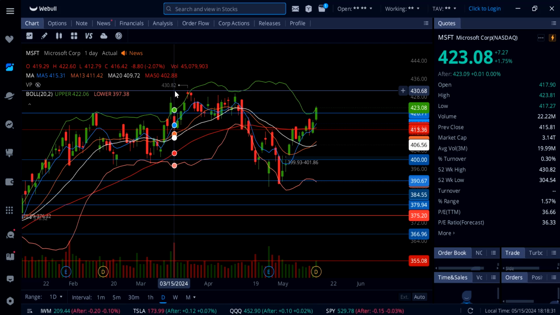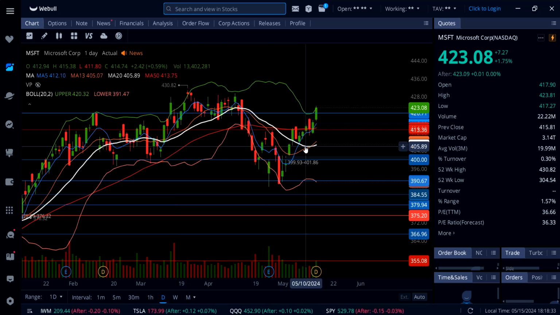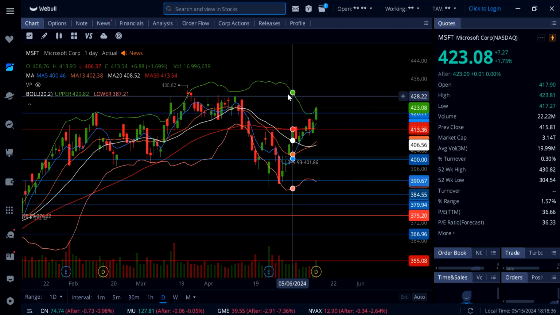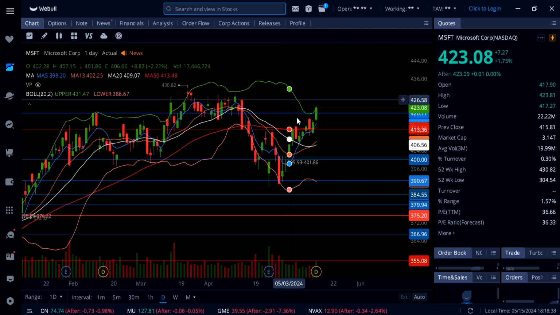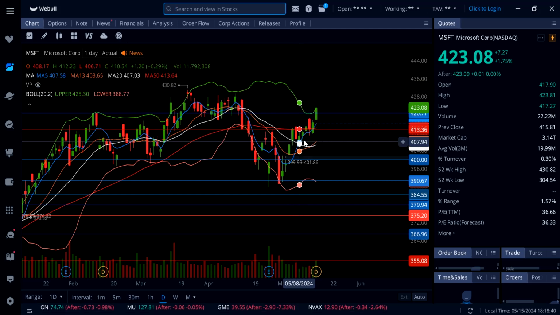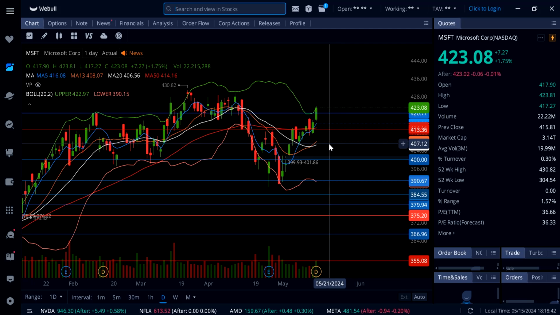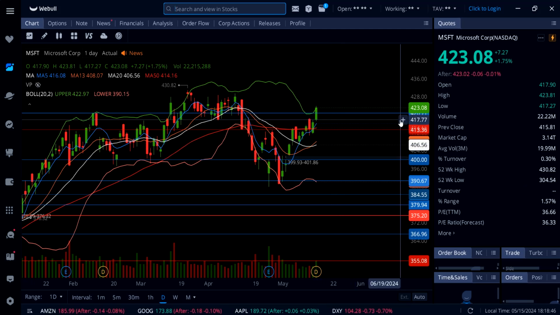And like I said, the market does not care. Things are overbought, overextended to the upside. Look at this Bollinger Band right here. And things are pressing even higher on Microsoft. So that move can continue as long as Microsoft can stay above 420.